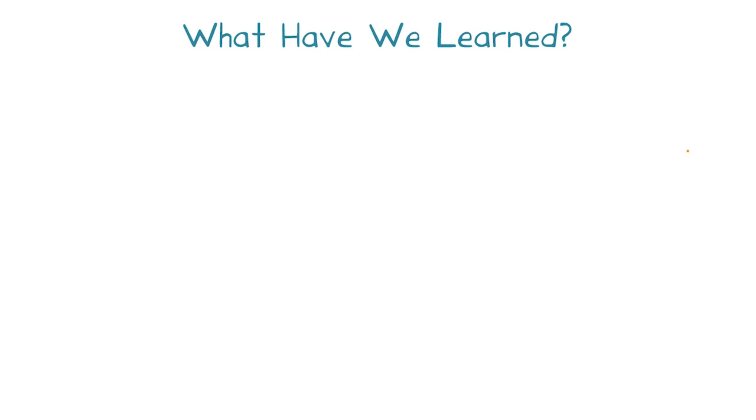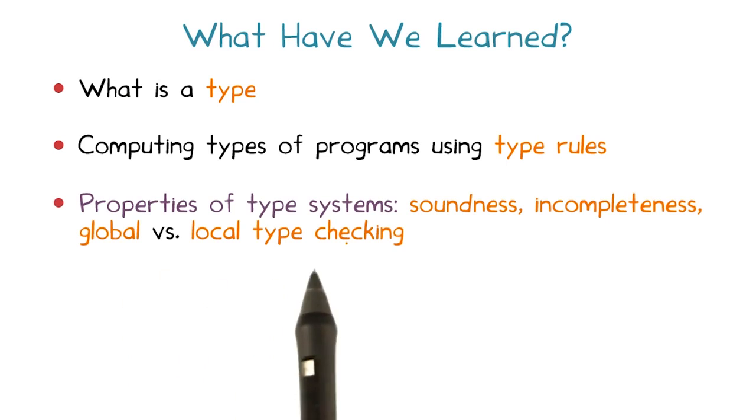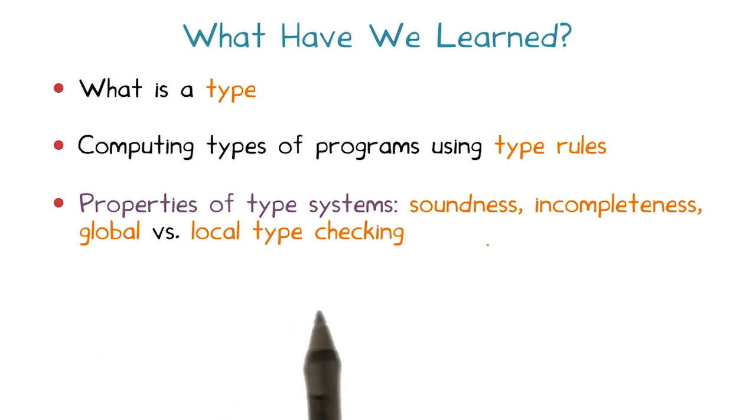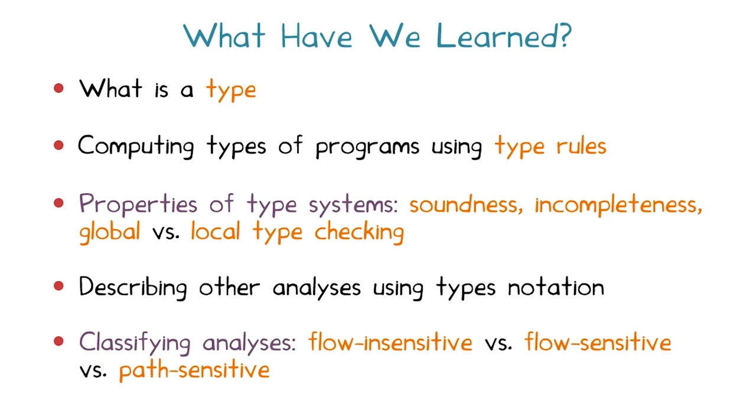In this lesson, we have learned what a type is, an abstract value consisting of a set of concrete values having that type. How to compute the types of programs using derivations from type rules. The properties of type systems. Soundness, that is, guaranteeing no false negatives. Incompleteness, that is, the occurrence of false positives. And global versus local type checking. How to describe other kinds of static analyses using the notation of type systems. And the strengths and costs of flow-insensitive, flow-sensitive, and path-sensitive analyses.